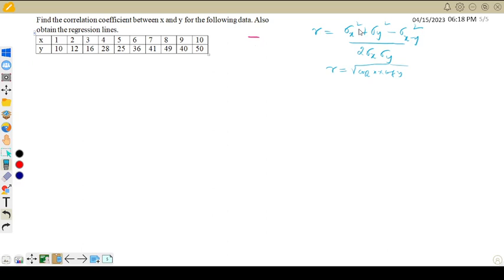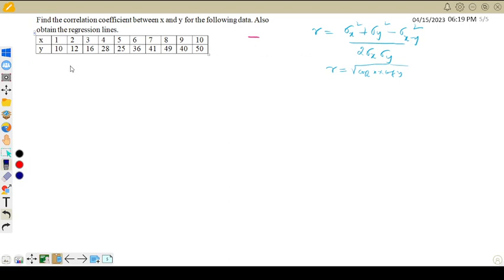And there is one more formula we use for finding the correlation coefficient, students. That is the summation of x minus x bar into y minus y bar divided by n into sigma x into sigma y, but we are not using it in this example, students. So now let us find out.